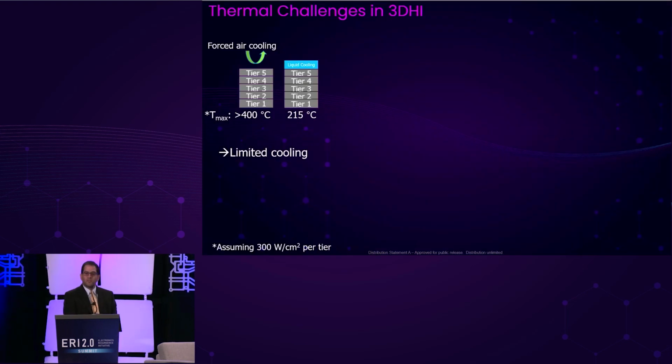Cooling represents a critical challenge for 3D heterogeneous integration for several reasons. One, the power density and the total power of a 3D stack can be very large. Two, thermal crosstalk between adjacent tiers can be significant. And three, conventional cooling is typically only limited to the top layer of a 3D stack.